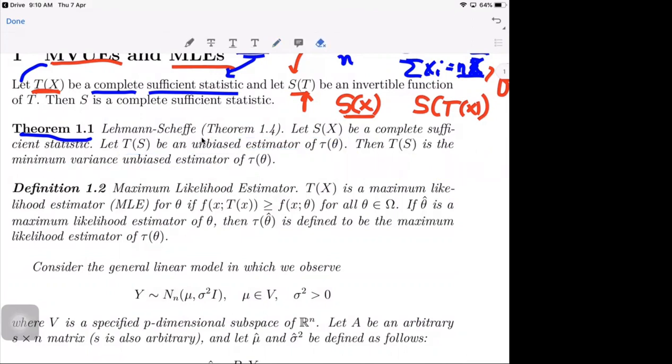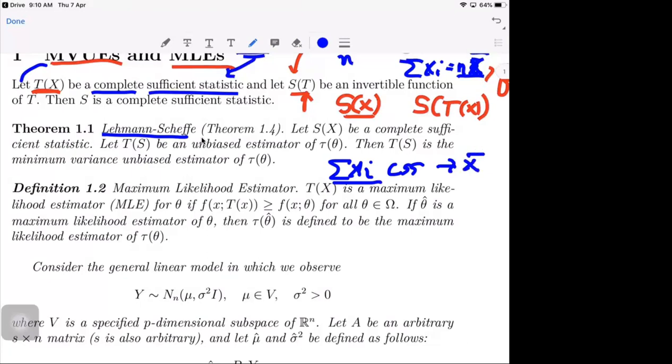So what is this theorem telling us, the Lehmann-Scheffé theorem? If you have a complete sufficient statistic, such as the summation of xi, this is a CSS. And if you can find a transformation, because the summation of x is not necessarily unbiased, but if you can find a transformation of the summation of x which is unbiased. For example, x bar is a transformation of the summation of x, where we divide the summation of xi by n. And this is an unbiased estimator.